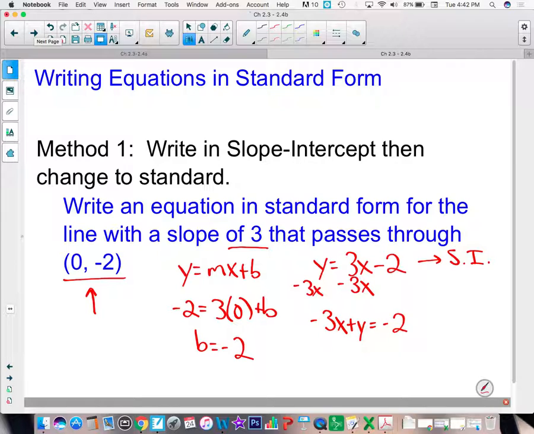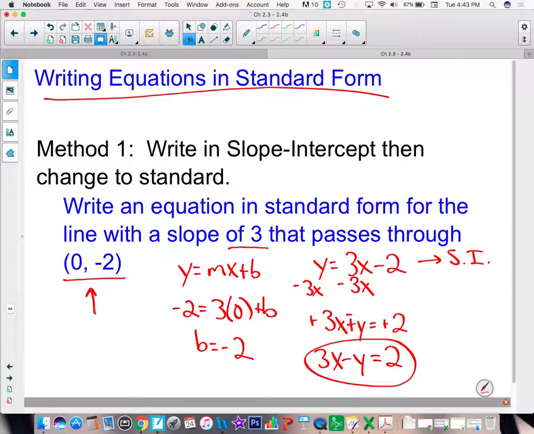So how did we fix a negative out front before? Change all your signs, multiply it by a negative. So we have 3x minus y equals 2. And that's our equation in standard form. Okay, that was method 1 to writing equations in standard form. Now we have other ways to do that. If you need to pause the video here to catch up, you can do that, or go back if you would like.